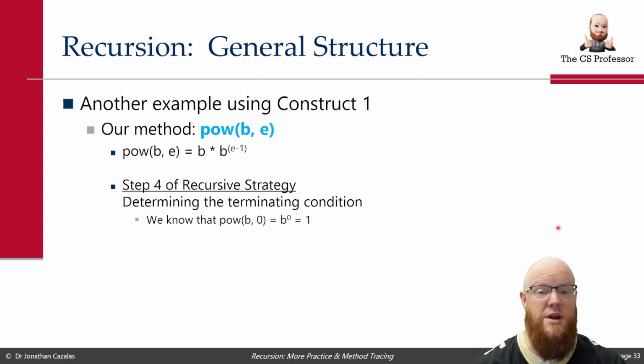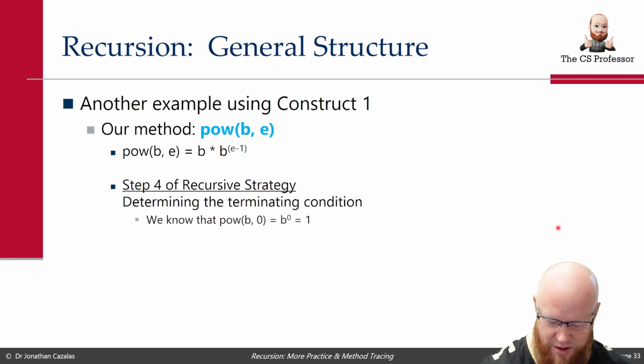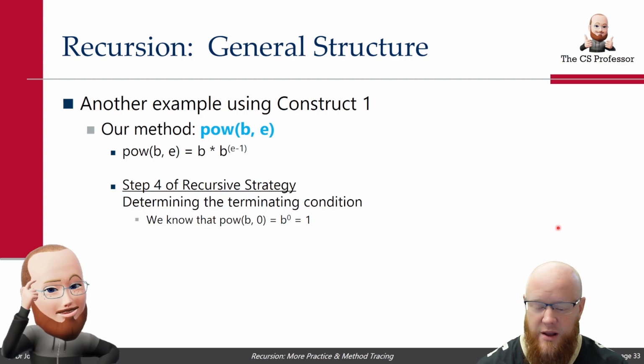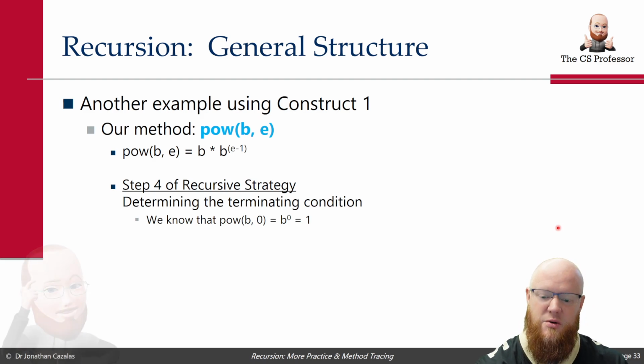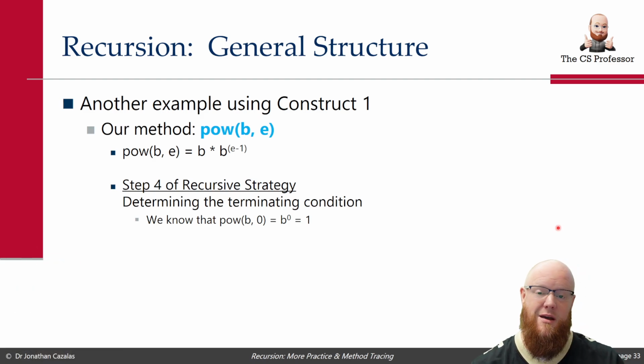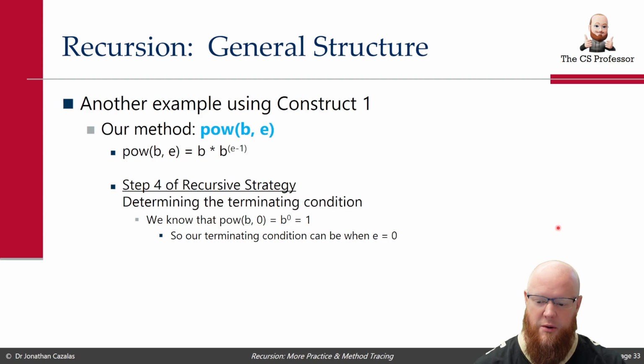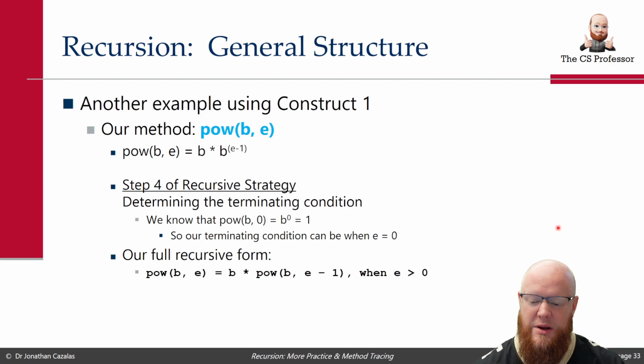Step 4, determining, that's fantastic. Determine, that is some big brain. Determinating, I'm just going to roll with it. Determining the terminating condition. We know that the pow of some base raised up to 0 is 1. You could say a base raised to 1 is the base, right? 5 raised to the 1 power is 5. But a smaller base case would be 5 raised to the 0. So let's use that one. We're going to use when e is 0 as our terminating condition.